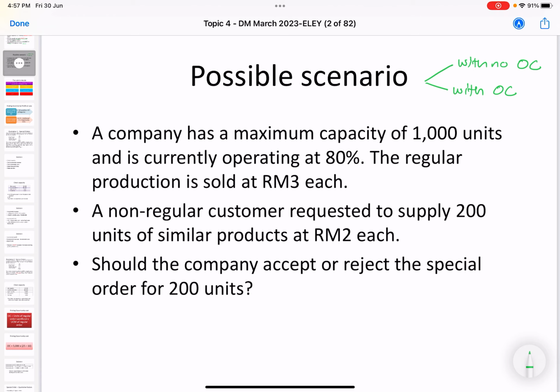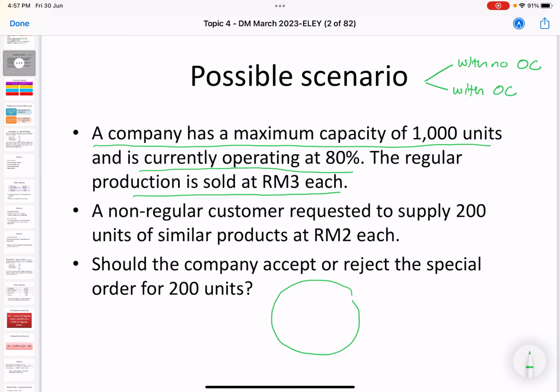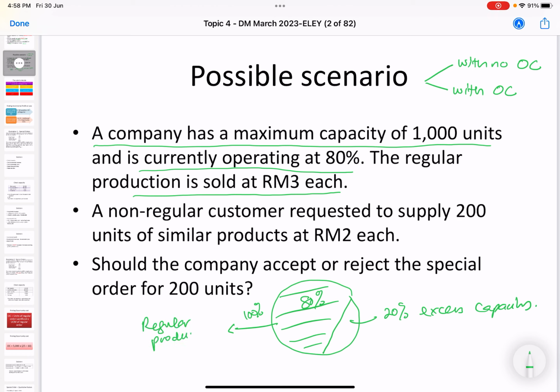Okay, let's look at this example of a company which has a maximum capacity 1,000 units, currently operating 80%, and the regular production is sold at 3 ringgit each. Okay, let me just draw. Let's say this is 100%, but they are not producing at 100%, they are only producing at 80%. So which means they have 20% excess capacity. Okay, the regular production is sold at 3. So this represent regular production. Selling price is 3 ringgit.